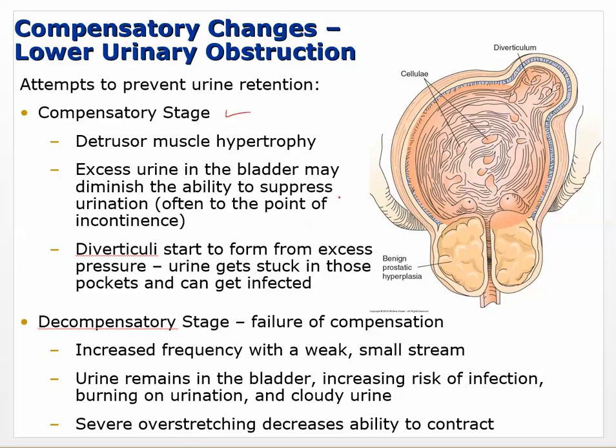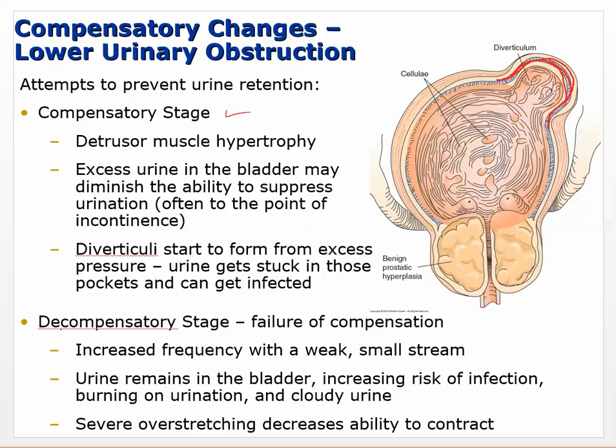So excess urine in the bladder may diminish the ability to suppress urination. So the bladder can stretch. So for a while, it can stretch, and you may be able to go through things normally. However, it may stretch to the point, that's more of a decompensatory, a failure of compensation, that you can't suppress it anymore, and urine just starts to flow out. So another problem is diverticuli start to form from excess pressure, so a weakening in the wall of the bladder, the bladder outer membrane. You could have a weakness where it sort of pushes out, and then you've got stasis in urine. Okay, you've got fluid that's collecting in that area.